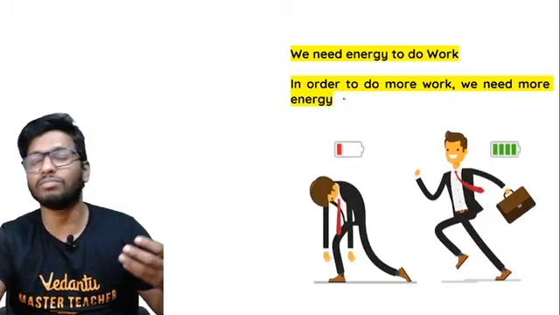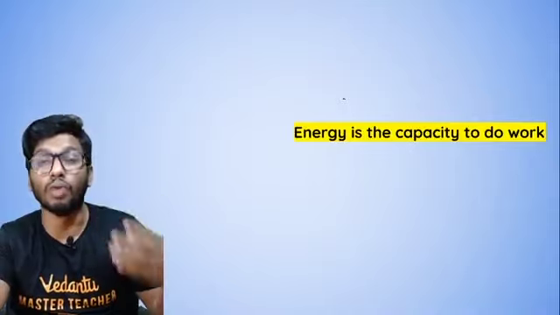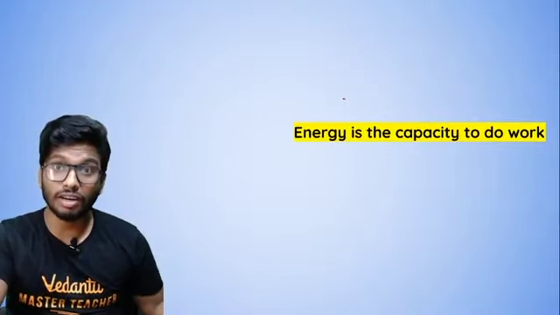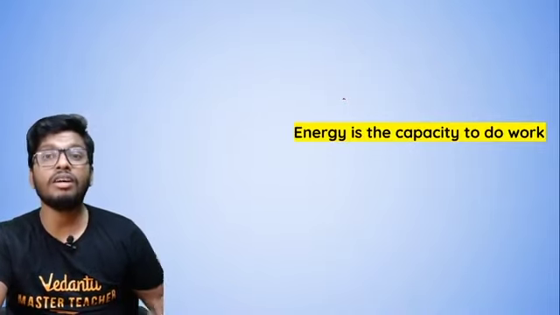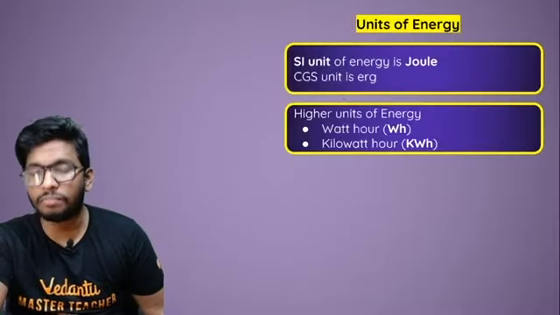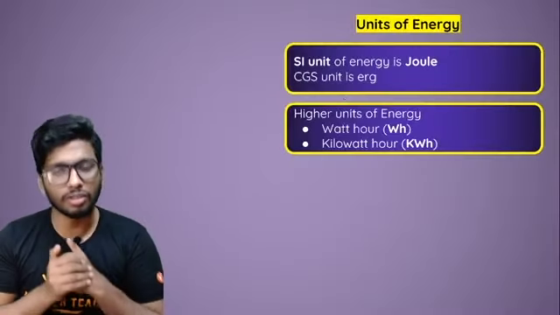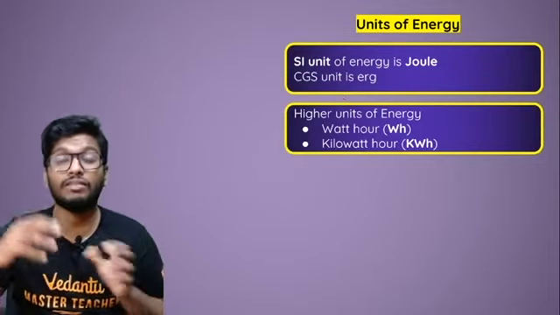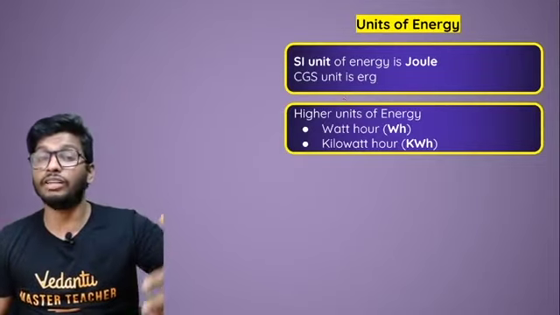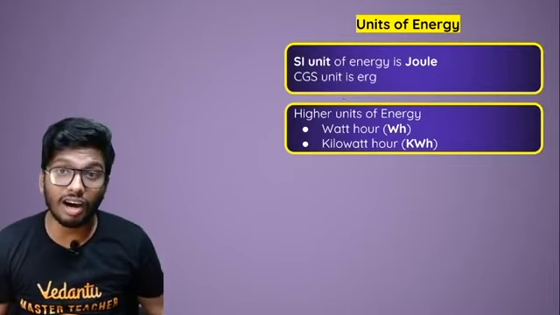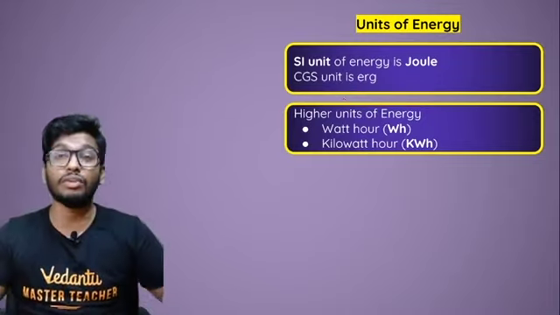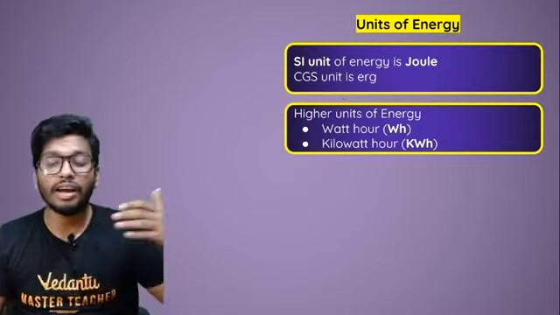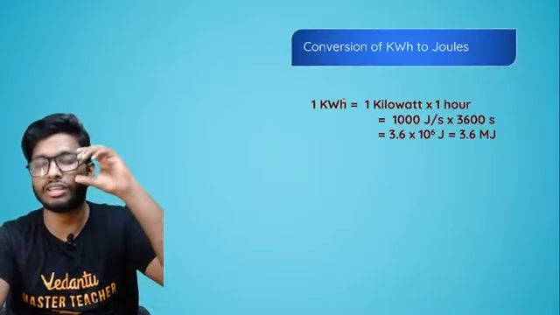So energy is nothing but the capacity to do work. So the more the amount of work that you have to get done, the more is the amount of energy required as well. The SI unit of energy is joules. The CGS unit is erg. The higher unit of energy, especially when you talk about electrical energy, is watt hour, and an even higher unit from that is kilowatt hour. Now, how do we convert this? Let's talk about the conversion.